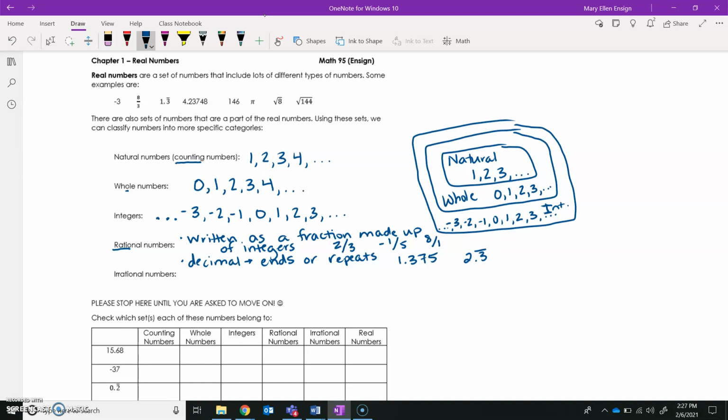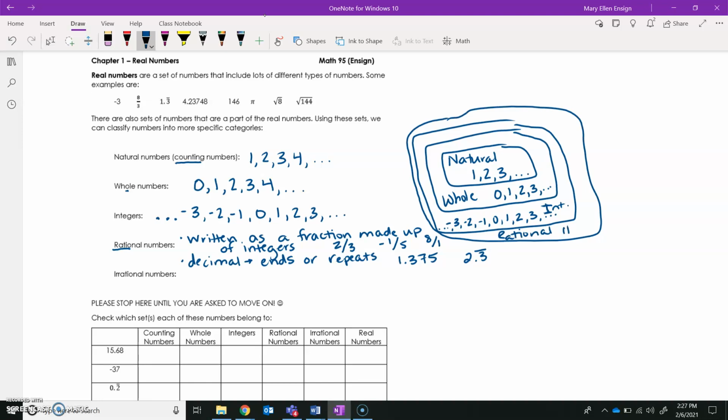Now, rational numbers also include all of these, because if I have a number like 3, for example, that is also a rational number because it can be written as a fraction, 3 over 1. So any of these can be written as fractions, so that means they are all rational numbers. I'm going to scoot around my other writing here. So again, here are my rational numbers.